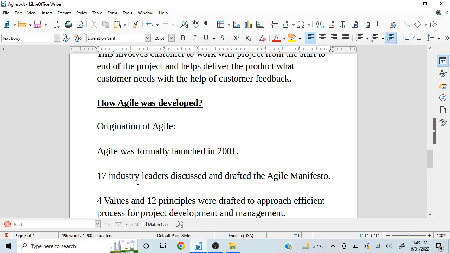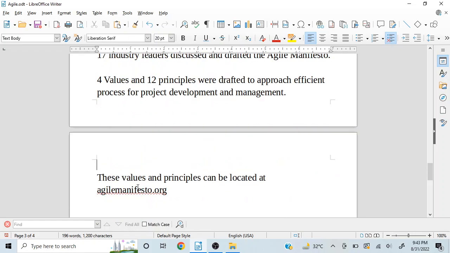So the Agile Manifesto has four values and 12 principles. If you're following these four values and 12 principles, then the way you're developing your software is actually following the Agile approach. I'll be discussing in detail about these values and principles in the next video.